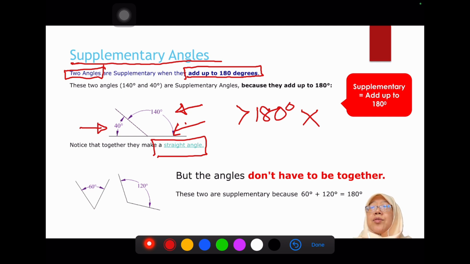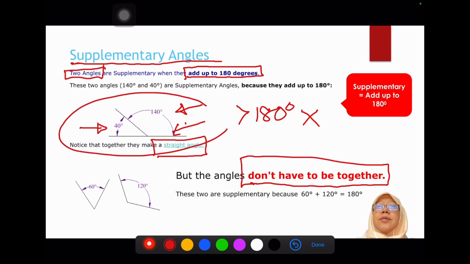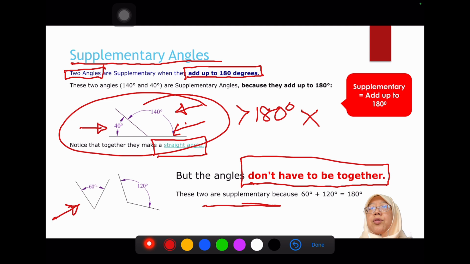But the angles don't have to be together. This is something new. They don't have to be next to each other. They can be separate, like these two. One is 60 degrees and one is 120 degrees. But these two are supplementary angles, because when you add them up, it is 180 degrees. So give your students more exercises on supplementary angles so that they are confident in finding them.